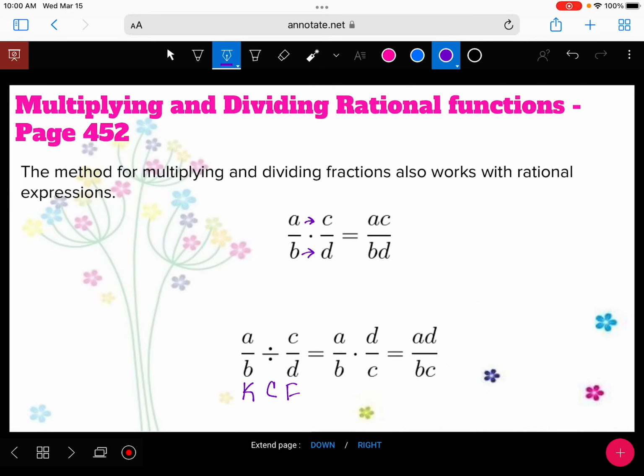So multiplying fractions, we multiply across. Dividing fractions, we keep, change, flip. So we keep the first fraction, we change the sign, and we flip it upside down. This guy flipped. And then we multiply across, just like we did on our regular multiplication. It doesn't change if there's variables in it. Same process.